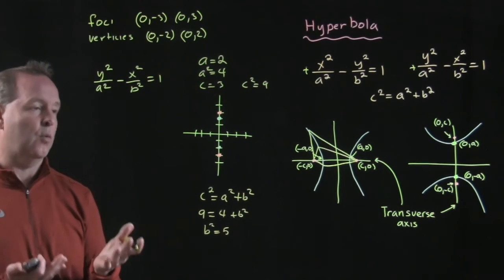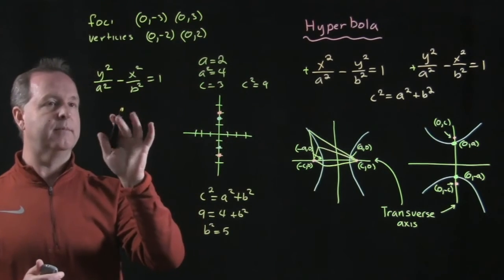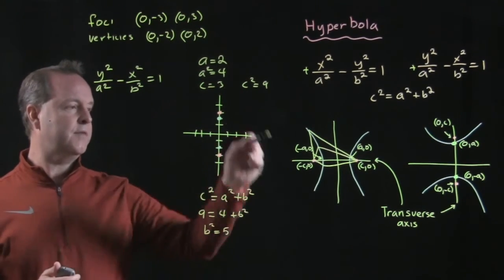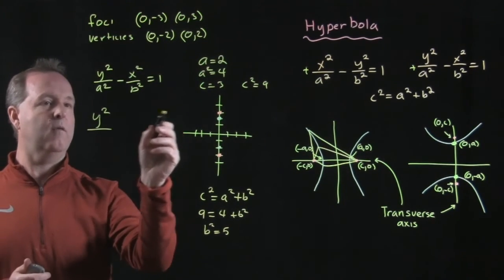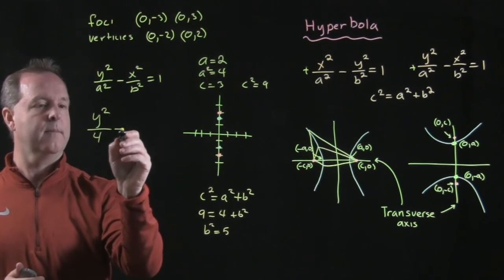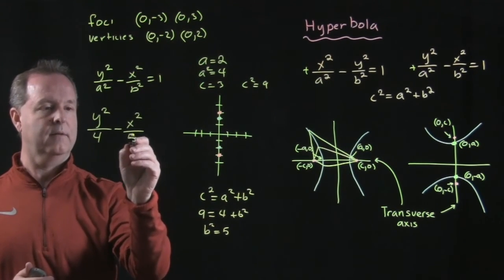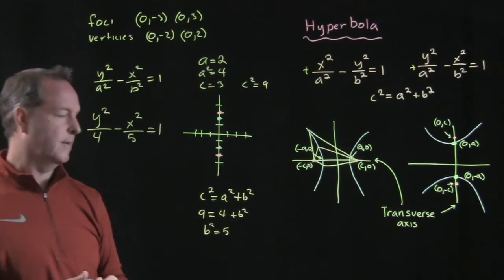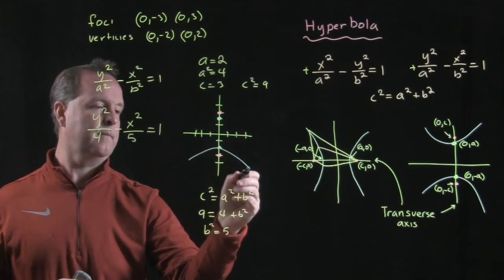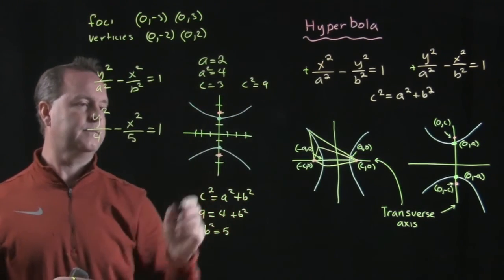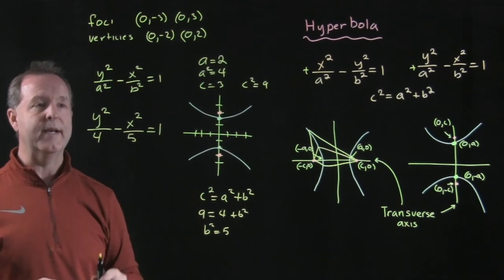And now we have the remaining information we needed to write the hyperbola in standard form with a transverse axis along the y-axis. That becomes y squared over my a squared, which is 4, minus x squared over my b squared, which is 5, equals 1. And then the graph, just because we like to draw pretty pictures, looks like that. So there we have a hyperbola written in standard form.